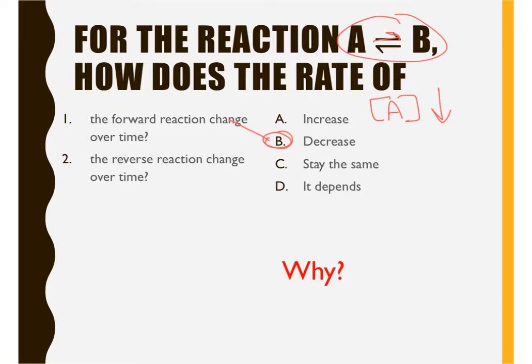The rate of the reverse reaction, on the other hand, will increase with time because in the beginning there is no B, no product, so the rate of the reverse reaction is 0 in the beginning. But as the concentration of B increases, as the product is formed over time, the reverse reaction picks up rate.